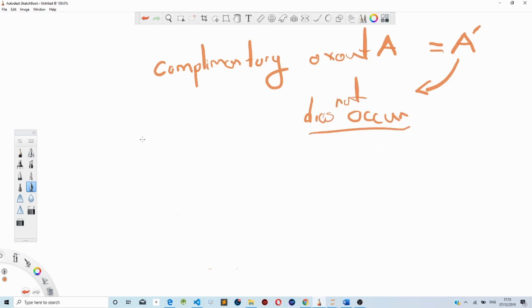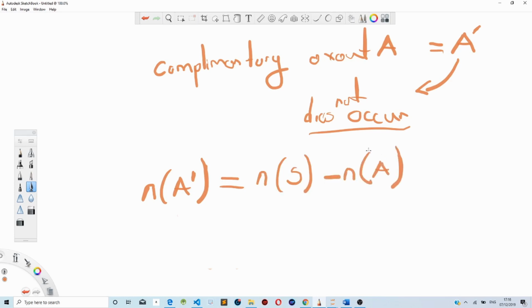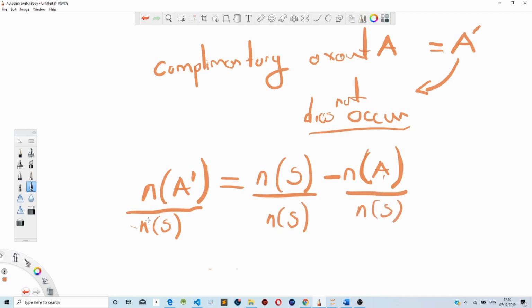So to find the number of elements in A complement, it is equal to the number of elements in the possibility space minus the number of elements in the event A. So we know that to find the number of outcomes where A does not occur, we have to subtract the number of outcomes where A occurs from the possibility space. So if we divide both sides by the number of elements in the possibility space, we'll get the probability of event A not occurring is equal to 1 minus the probability that event A occurs.